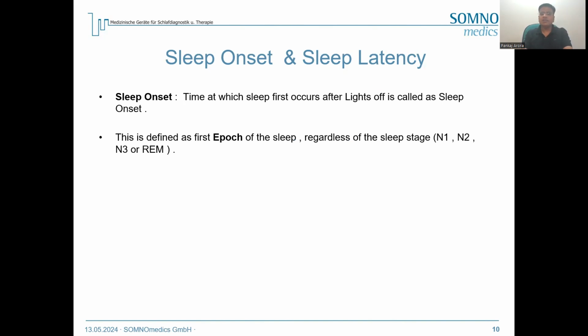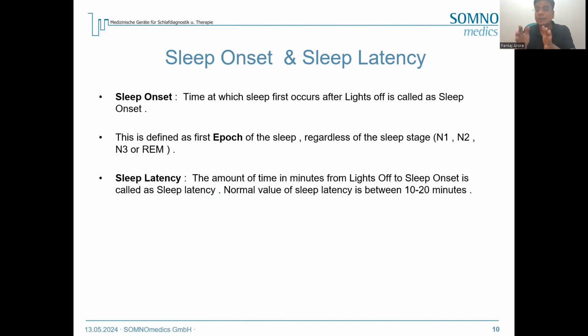Sleep onset is, for example, we put the lights off at 9 p.m. and tell the patient to try to sleep. And the patient sleeps at 9:20 p.m. So we define lights off at 9 p.m. Patient sleeps at 9:20 p.m. So it took him 20 minutes to sleep. That is called sleep latency.